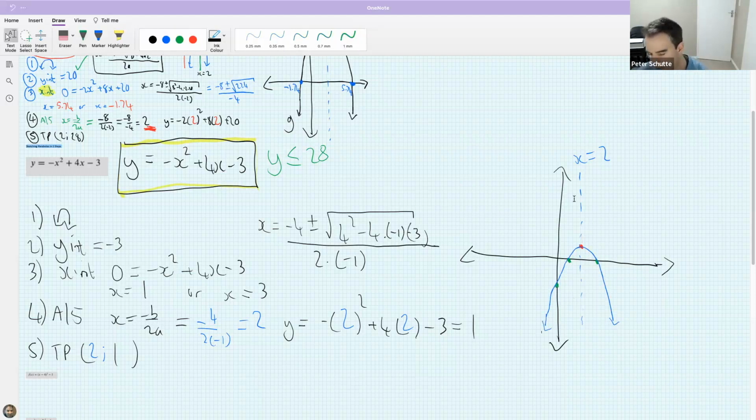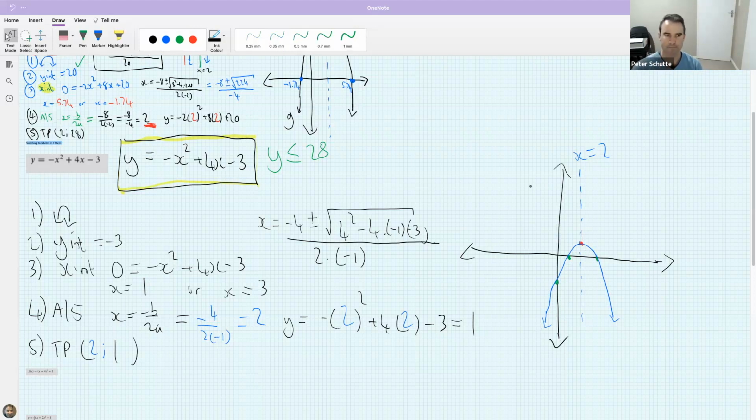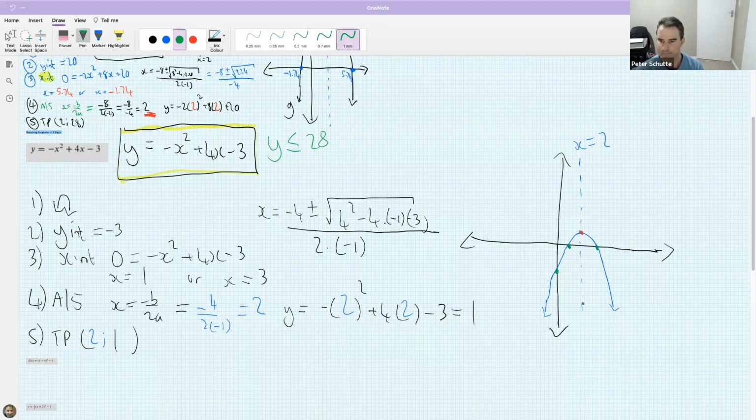And what do I still need to do to get full marks still? So I have to label, yeah. So this will be -3. That's 1. That's 3. And then this is the point 2, 1. And the graph is just the graph. It would be nice if they used the label like G, but they didn't.